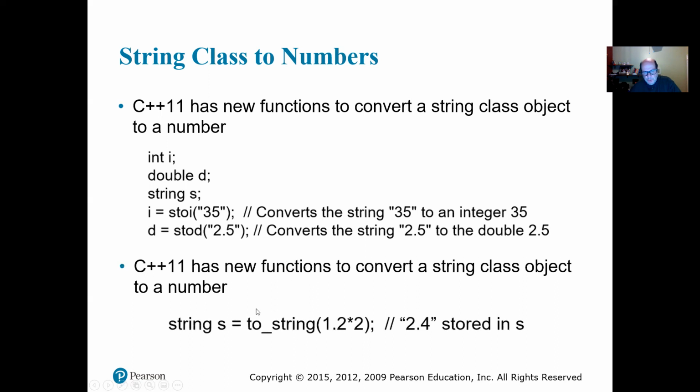Also, we have to_string. I like this one better than the other ones. So to_string is a function that will take whatever it is, a number, and change the number to a string. So if I have a number I want to change to a string, I'm going to use to_string. If I have a string I want to change to a number, I'm going to use stoi or stod.